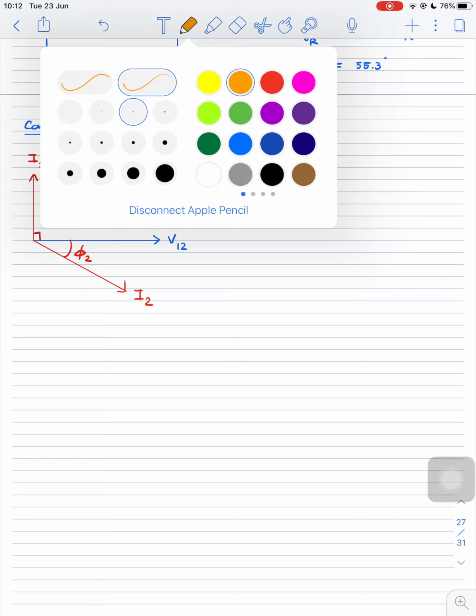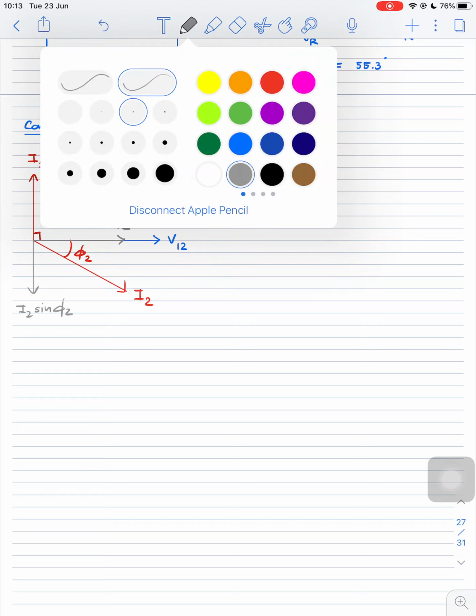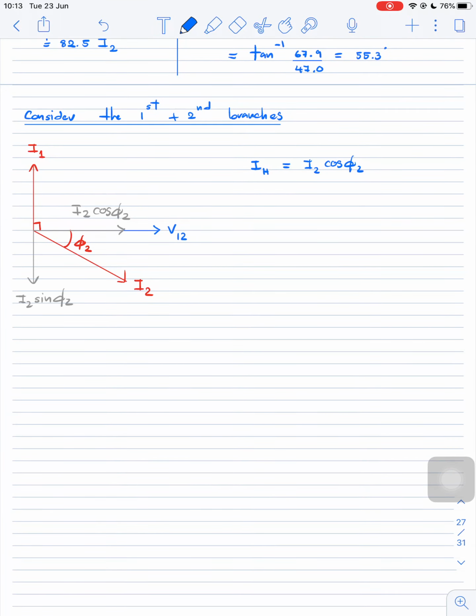We can get this one. It's going to be equal to the I2 times the cosine phi2, and here it's going to be the I2 times the sine phi2. So the IH, the current in the horizontal component, is going to be equal to the I2 times the cosine phi2. And then for the I vertical component, it's going to be equal to the I1, so this one, minus the I2 sine phi2, so just subtract with this one.